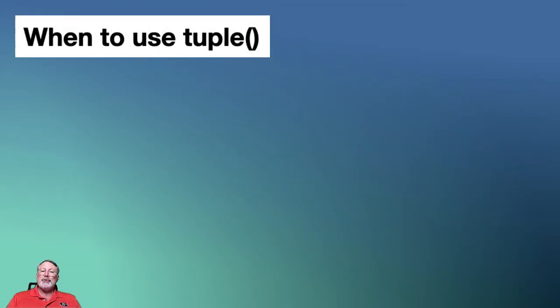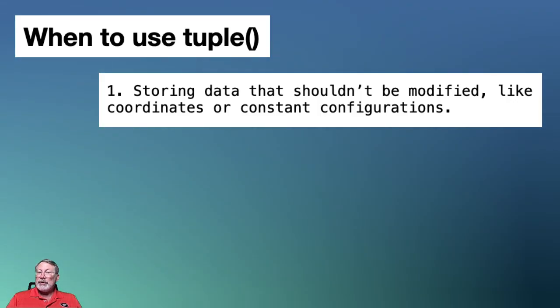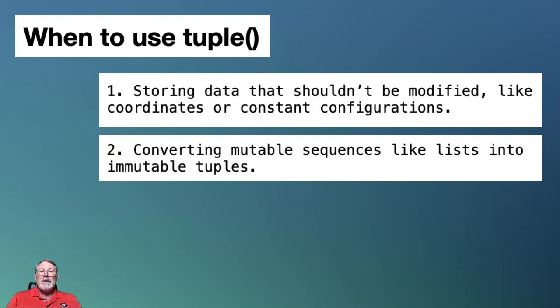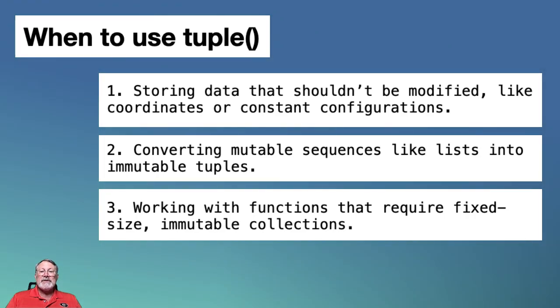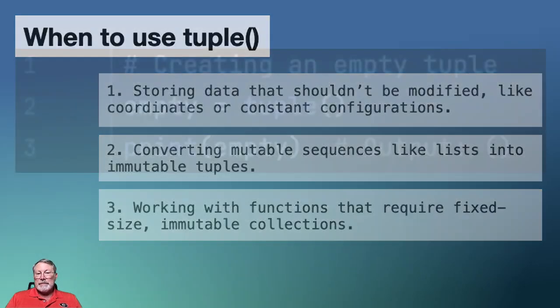So you'd use tuple when storing data that shouldn't be modified, like coordinates or constant configurations, converting mutable sequences like lists into immutable tuples, and working with functions that require fixed size, immutable collections.